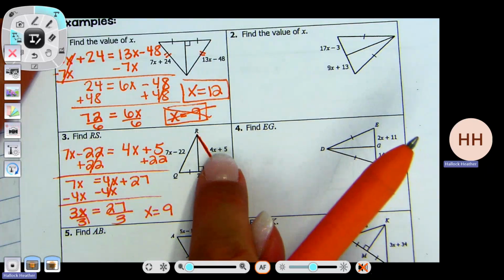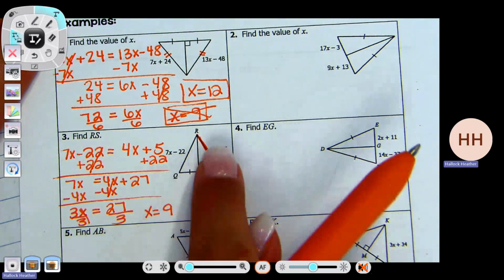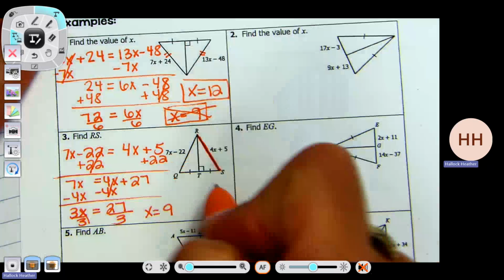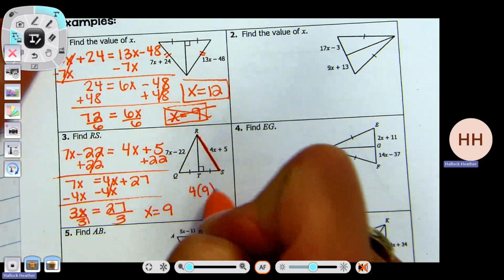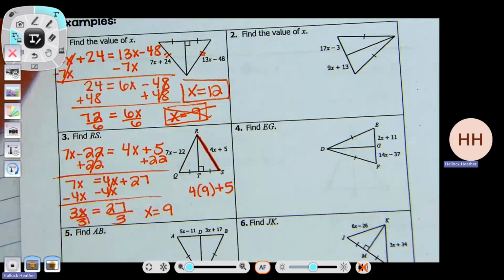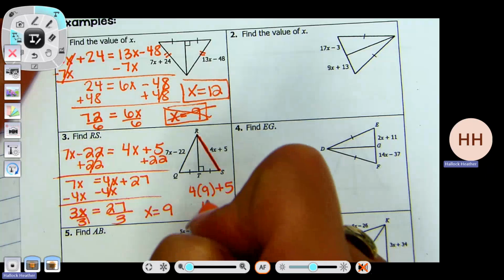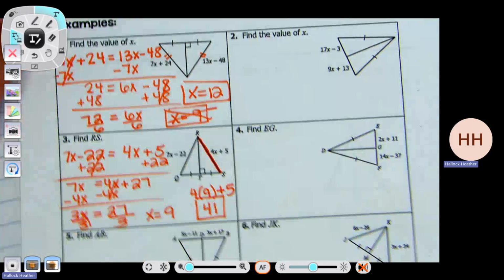You're doing 4 multiplied by 9 and you're adding 5. I'm going to write it down, but you don't have to. 4 times 9 plus 5. So what do you get? 41. So the actual answer is 41. Easy peasy.